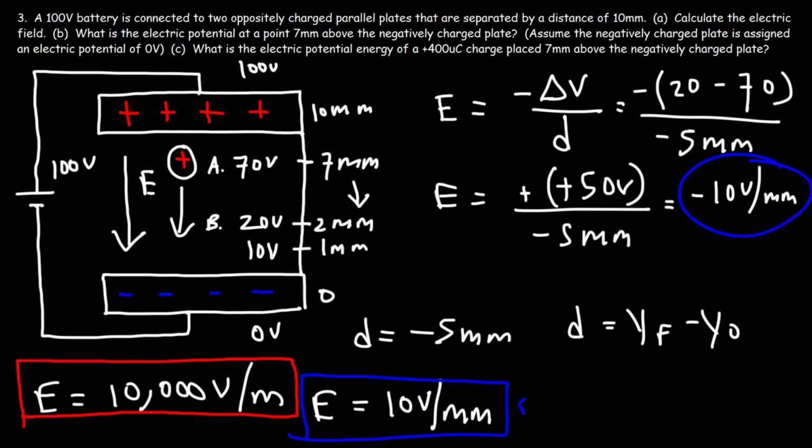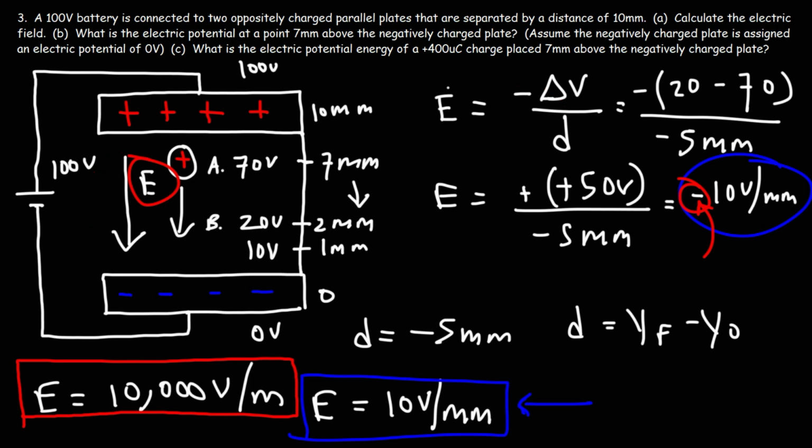So what we have here is just the magnitude of the electric field. But in fact, it should be negative. The reason why it's negative is because the electric field is moving in the negative y direction. So that's the purpose of the sign. It tells you the direction of the electric field. But since we already know the direction, we really don't need to worry about the negative sign.